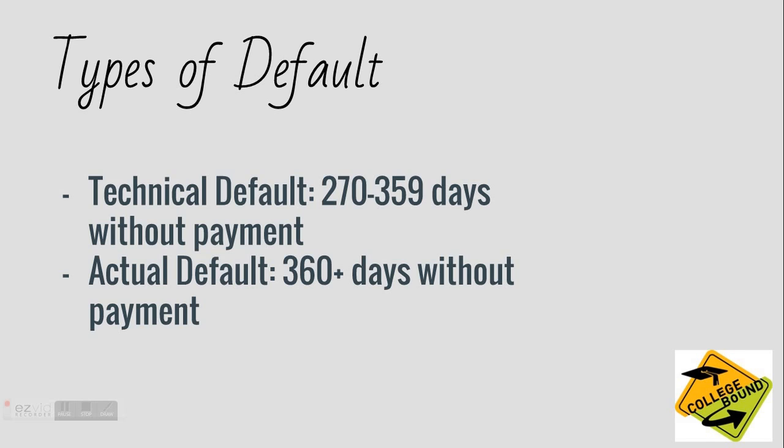A technical default changes to an actual default after a borrower has neglected to make payments for more than 360 days. At this point, it's much more difficult to resolve the delinquent loan's effect on the borrower's credit and financial history. Hence, making sure that a student or alum resolves their default before this 360-day mark is crucial.